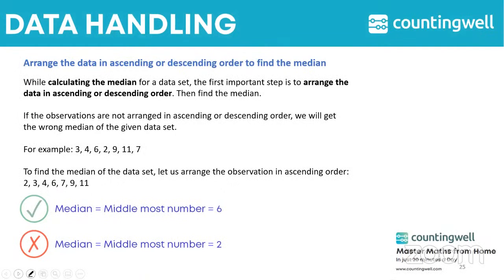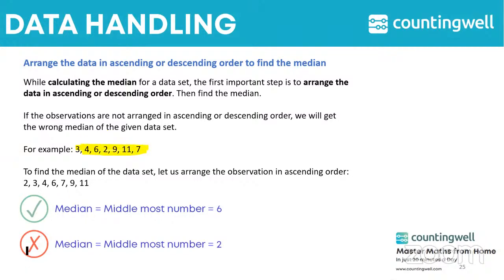Arranging the data in ascending or descending order to find the median is a very important step. If the observations are not arranged, we will get the wrong median. So for example, if you want to find the median of 3, 4, 6, 2, 9, 11, 12, the number of observations is odd.